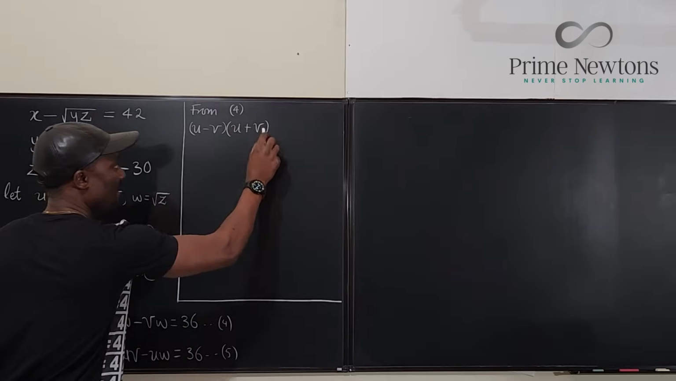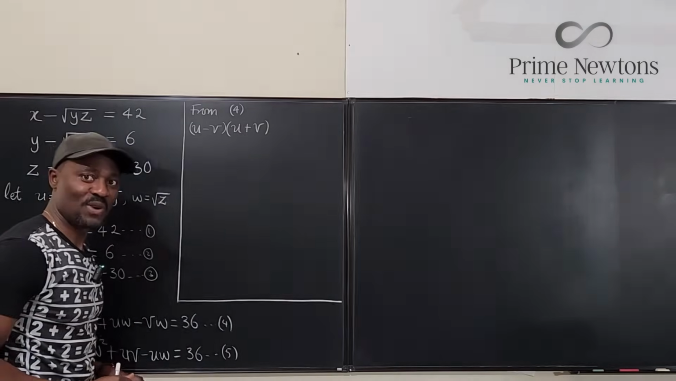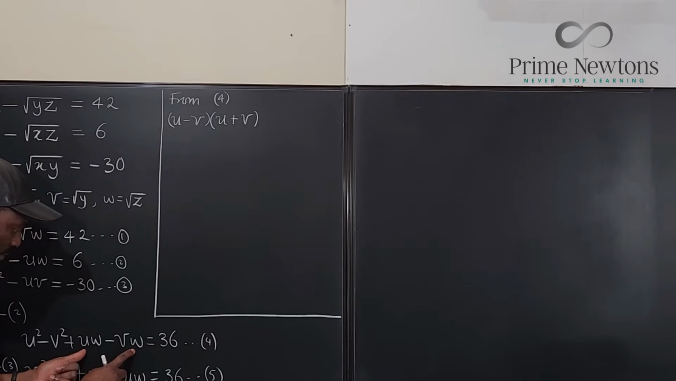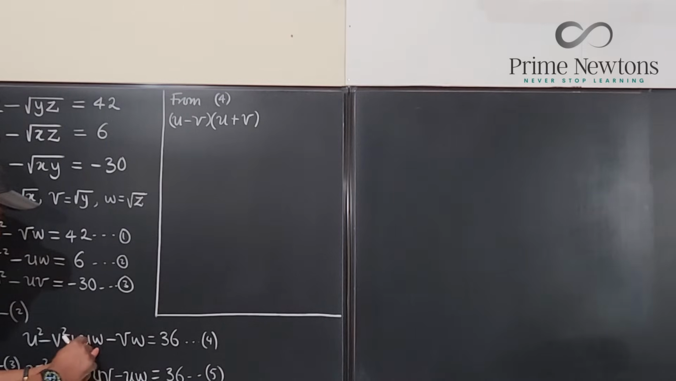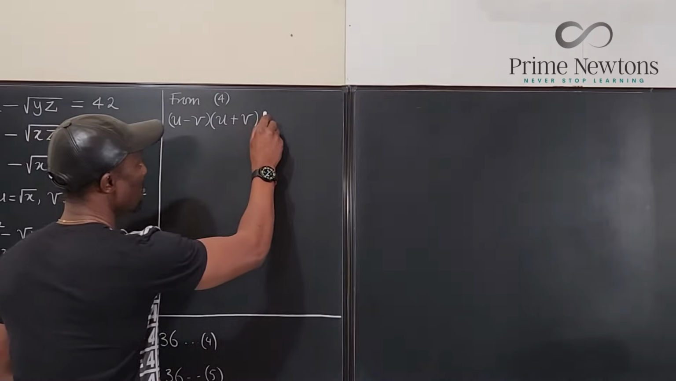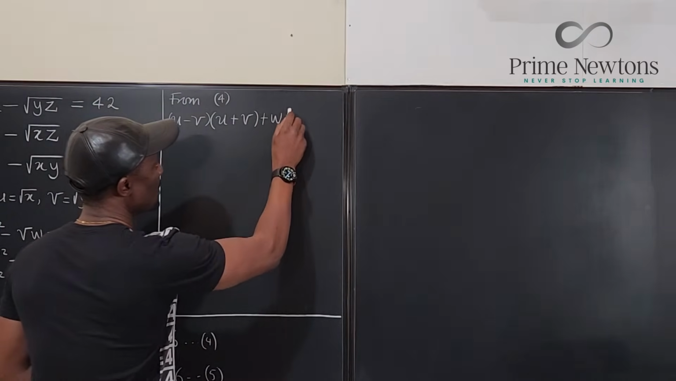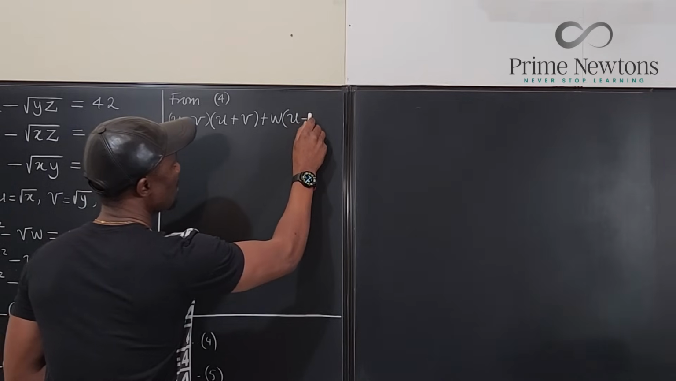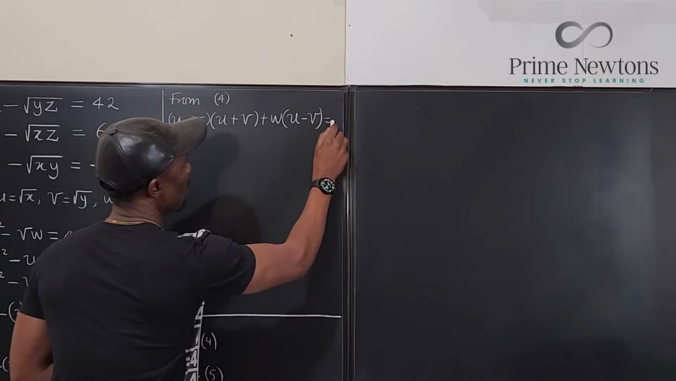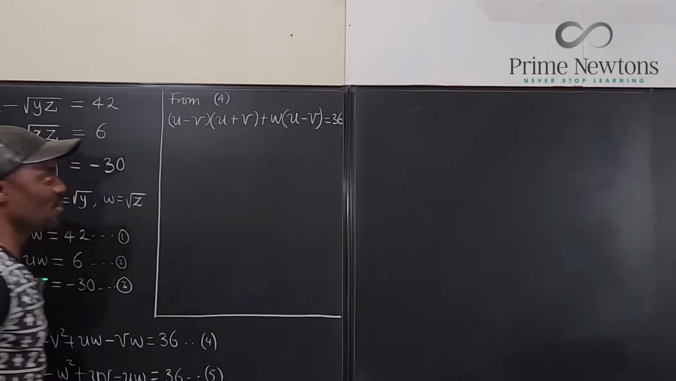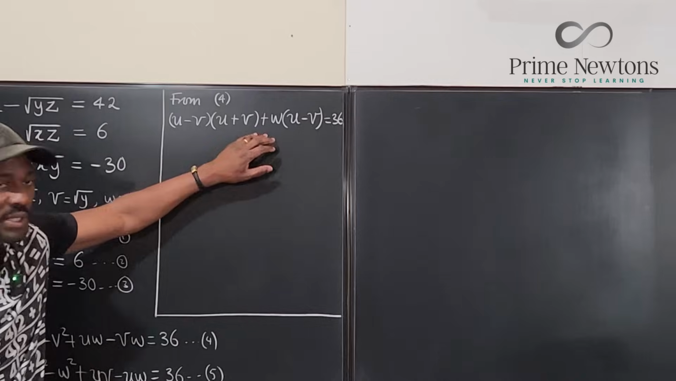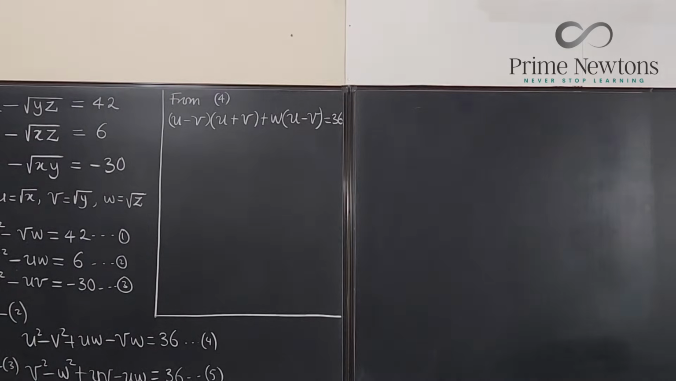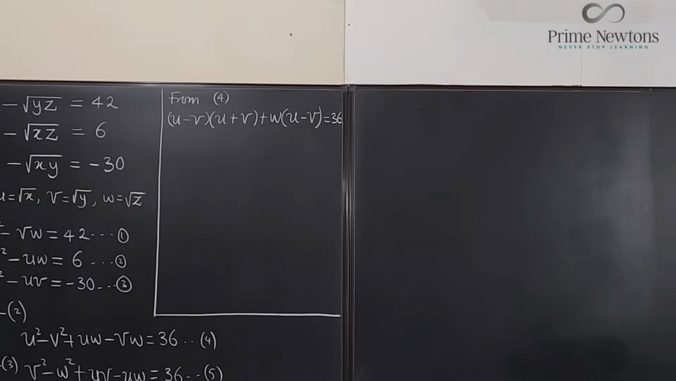Let's try to zoom into the side of the board. If you look at this part of the board, you can take out w, and then you will end up with u minus v. So it's going to be plus w times u minus v equals 36. I hope you can see that. Now I'm going to just focus here. Let's focus. Zoom.